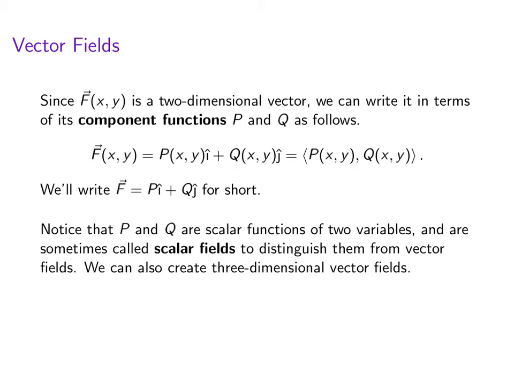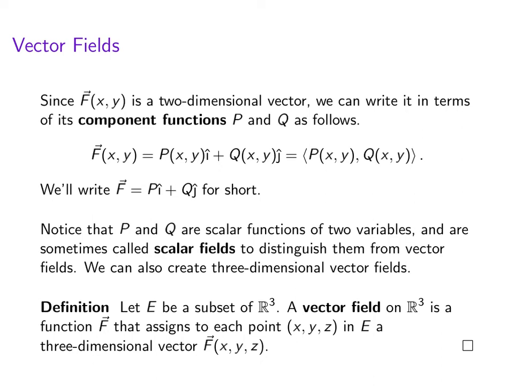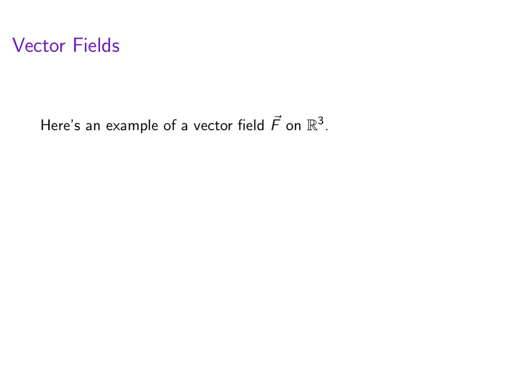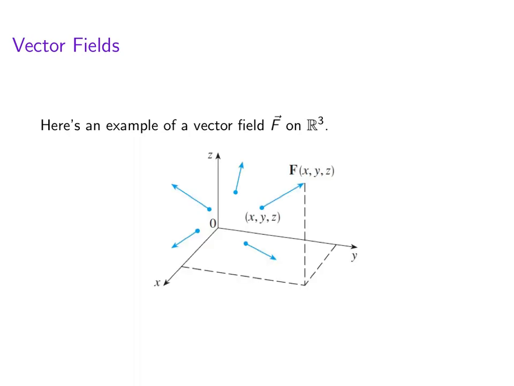Note that we can also create three-dimensional vector fields. So as a definition, we'll now pick a subset of R3. So now a vector field on R3 is a function that assigns to each point xyz in E a three-dimensional vector, f of xyz. Let's look at an example of a vector field on R3. Harder to visualize, but here you have three-dimensional space, and these are intended to appear to be three-dimensional vectors.